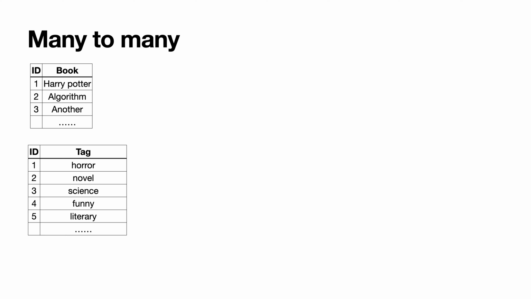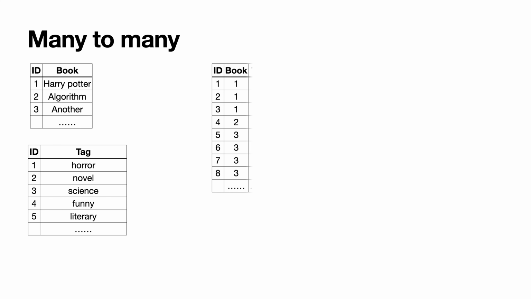Let's consider the most complicated relationship type, many to many. I will take books to tags as example as well. You can see here are two data tables, one for books and the other one for tags. What we need to do is create a third table for the relationship of books and tags. The first row is the relationship ID, the second row is books ID, the third row is tags ID.